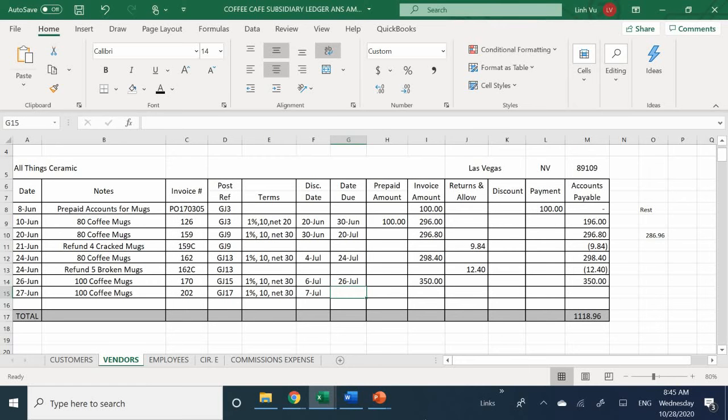And when's the actual due date? 27th of July. Good. Invoice value 351. And we never made a payment to it, so therefore the balance should be 351. Yes, that's the total amount of what we owe to All Things Ceramics. Okay. All right, what's next?